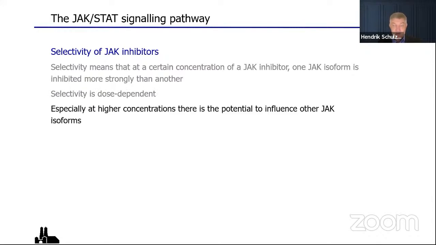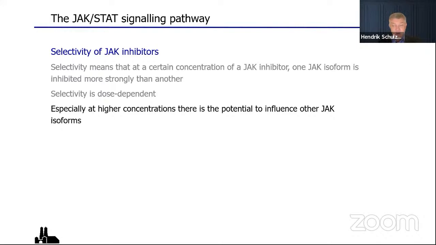Especially at higher concentrations of the inhibitor, there's a potential to influence other JAK isoforms, and that's easy to understand because all that JAK inhibitors do is mimic ATP, and we have 527 genes for kinases in our body. Given that we only have 27,000, this is a huge bunch of similar molecules. They all transfer phosphate from ATP. And there's no real possibility to mimic ATP in one particular situation better or specifically and not have an ability to bind to one of the other 527 kinases.